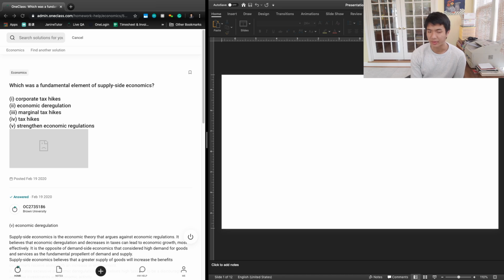Supply-side economics is just one of the theories of how an economy should be regulated, as opposed to demand-side economics, which talks about what you can do on the consumption side to stimulate the economy. Let's take a look at the previous tutors' answers, see if they also got what we got.